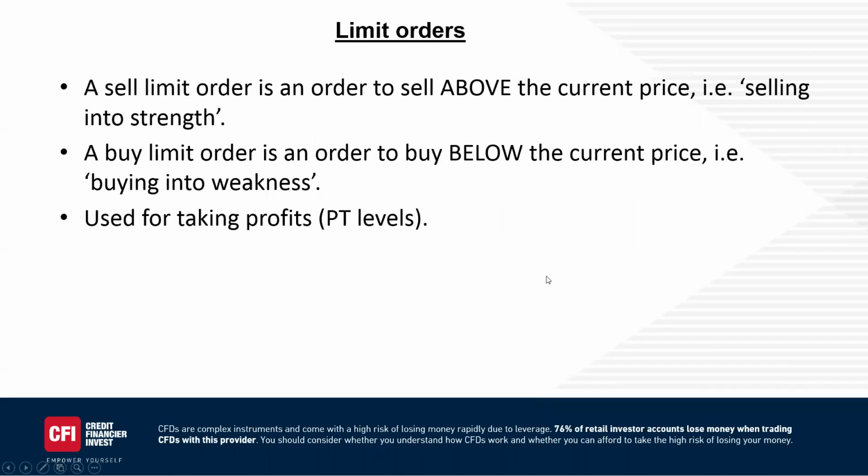Okay, limit orders. Now, a limit order is the opposite, the reverse, I guess, of the stop order. So what you're doing is you are selling at perhaps a more advantageous price or buying at a more advantageous price. So a sell limit order is an order to sell above the current price. So what you're doing is you're selling into strength. You're saying, well, I want to sell the market, but I don't want to sell the market where it is now. I want to sell the market even higher. I'm waiting for the market to come to my price. A buy limit order is the opposite, obviously, where we are looking to buy below the current market price. You're buying into weakness.